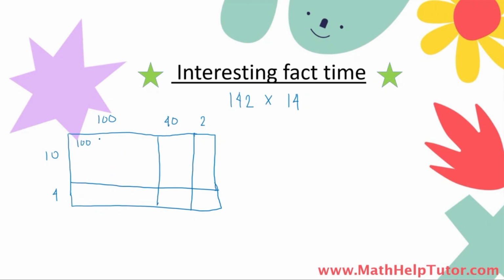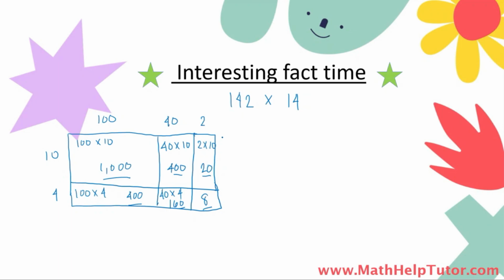So this is 100 times 10, that's 1,000. 40 times 10 is 400. 2 times 10 is 20. 100 times 4 is 400. 40 times 4 is 160. And 4 times 2 is 8. So if you're going to observe, there's sort of like a distribution happening over here.